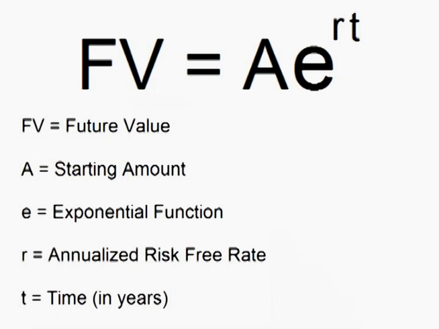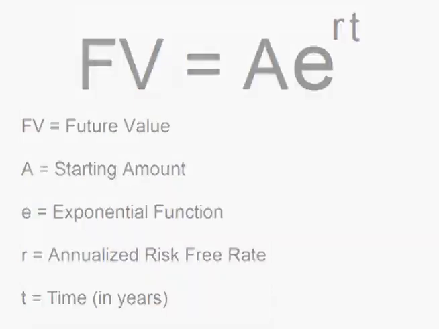Future value equals starting amount times the exponential function raised to the power of the annualized risk-free rate times the time annualized in years. So let's look at a quick example of how to find the future value from continuously compounding today's price by the time value of money.